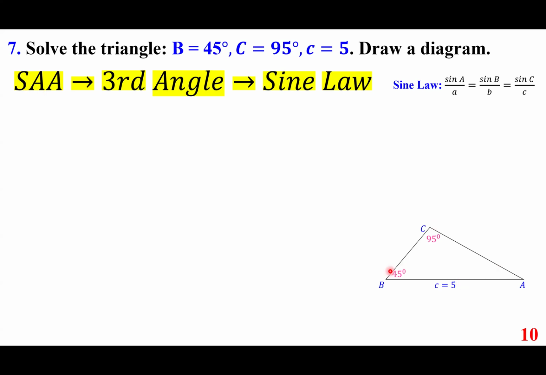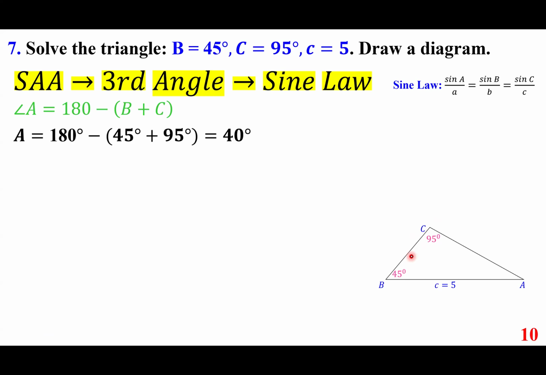When two angles are given, it's really very easy to see. The very first step is to find the last angle. So add these two up, subtract from 180, and you get 40 degrees. So we have all the angles. Sine A over a, sine B over b, sine C over c. So for example, sine A over a, sine B, which means sine 45 over b, and sine C, which is sine of 95 over the opposite side 5.